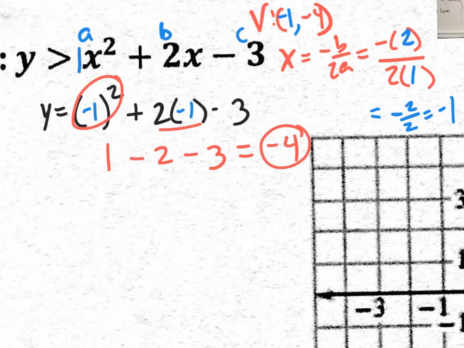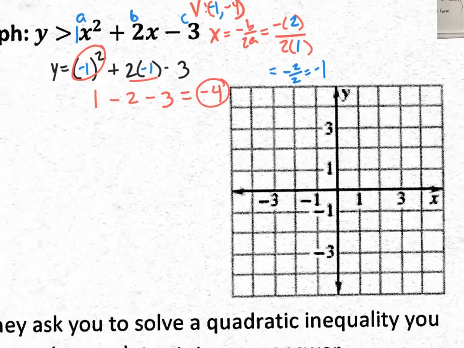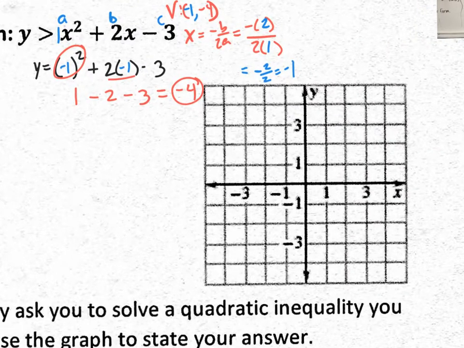That's our vertex, negative 1, negative 4. That's the most important point, guys, of a parabola. Let's graph it. Negative 1 on the x, negative 4 on the y. Put a dot right there. You're going to draw your axis of symmetry right through it.